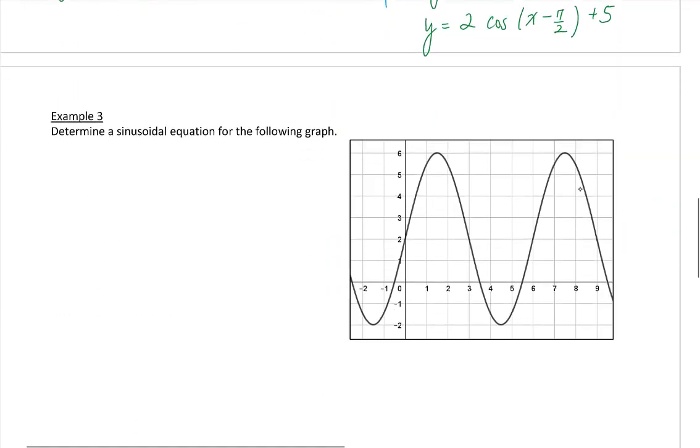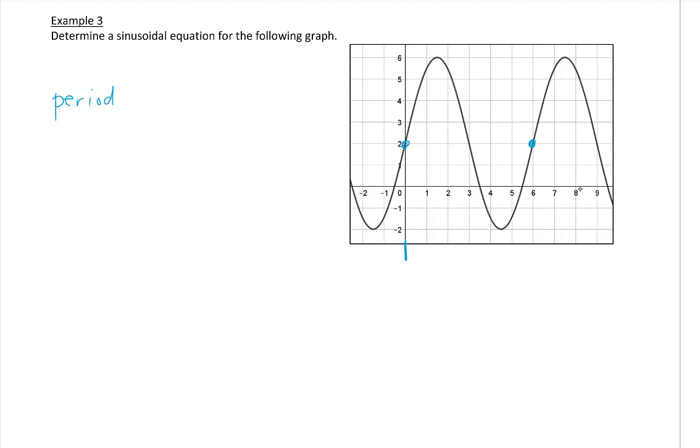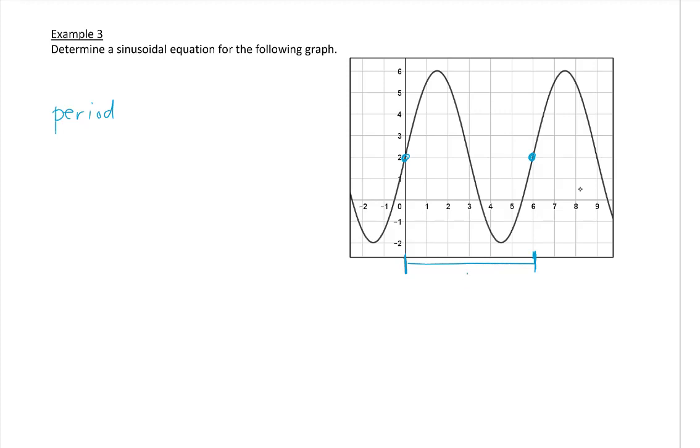All right, let's try one more. This time you're given the graph. Let's find the equation. So same steps as before. First, we need to find the period of this function. We can just look at the graph. So we can see there is where it starts on the axis of the curve, and there's where it repeats. So going all the way to here. So the length of one cycle for this function is 6. So the period is 6.